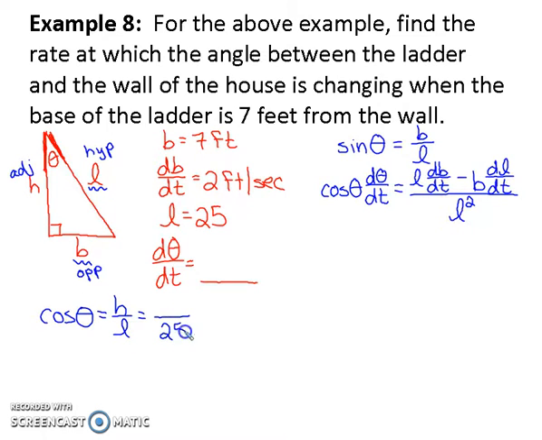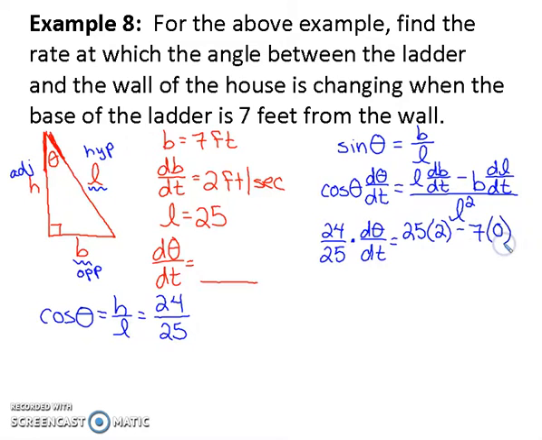L is 25, and if you go back and look at example 7 part A, when the base was 7 feet, as they're giving us here, that height was 24. So my cosine theta is 24 over 25. And then that's times d theta dt equals L, which is 25, times dB dt, which is 2, minus B, which is 7, times dL dt, which is still 0, because that ladder is not changing in length, over 25 squared.